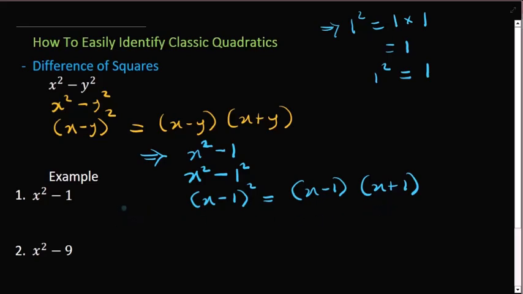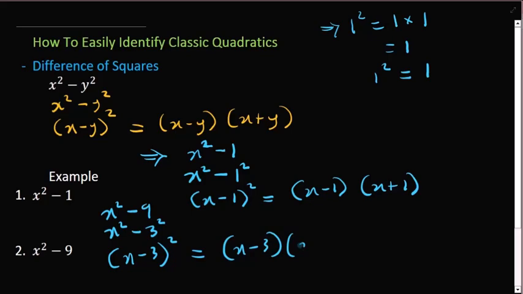Here we have x squared minus 9, which is the same thing as x squared minus 3 squared. Now we can combine them as x minus 3 all squared. We need two brackets, one subtracting and one adding. So we can say x minus 3 and then x plus 3, and we are done. That's just the simple rule, difference of squares.